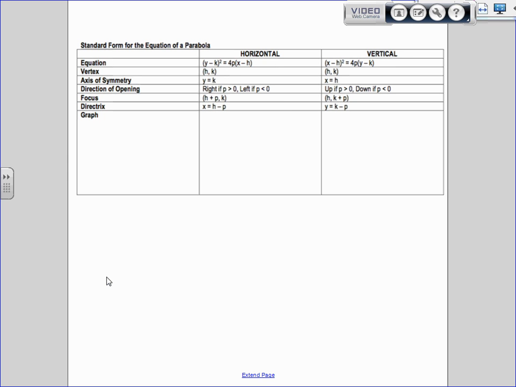Basically, if it's a horizontal parabola, it's going to look like (y - k)^2 = 4p(x - h). A horizontal parabola is going to look like this, or it will look like this. The one that opens to the right happens when we have a positive p-value, and the one that opens to the left happens when we have a negative p-value. It kind of has to do with reflections. Remember when we did our transformations and we had a negative, it flipped it the other way. So same thing for this.